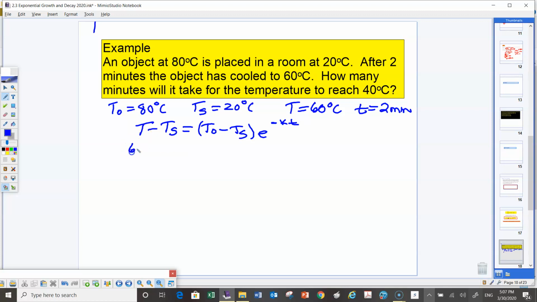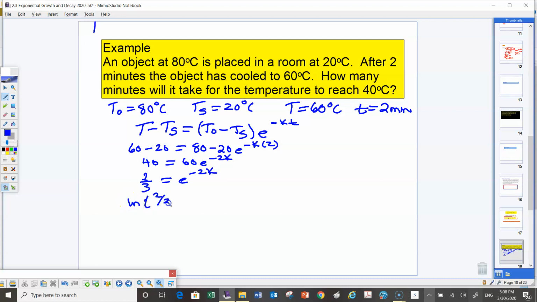So we know that this is 60 minus 20 is equal to 80 minus 20 e to the negative k times 2. So my left-hand side works out to be 40, and the right is 60 e to the negative 2k. Divide by 60 and reduce, and this is going to be 2/3 is equal to e to the negative 2k. Take the logarithm of both sides, so ln 2/3 is going to equal negative 2k. And if I bring the negative 1/2 to the other side by dividing, that's what k is equal to.